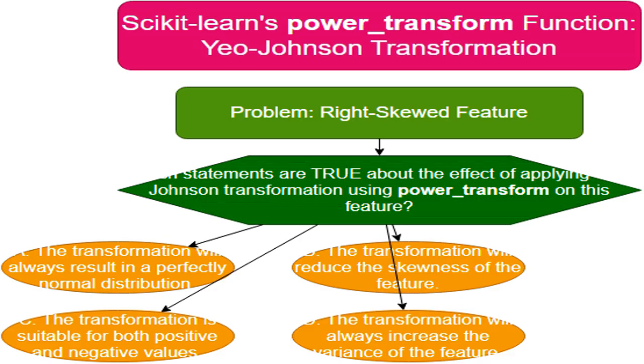This line gives the context of the quiz question. We're specifically focusing on the Yo-Johnson transformation in the scikit-learn library and its ability to deal with skewed data. Understanding skewness, asymmetry of the data distribution, and the Yo-Johnson method's role in making data more normally distributed is crucial here. We also note that _power_transform is the function in scikit-learn used for this transformation.